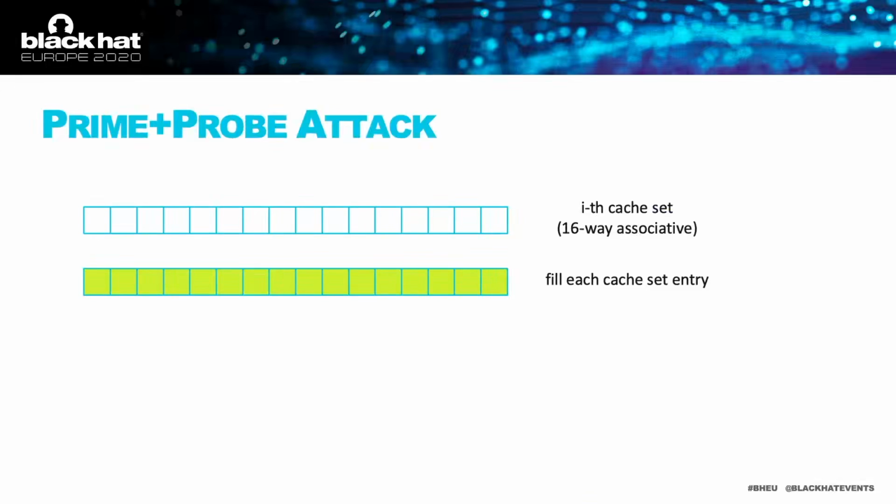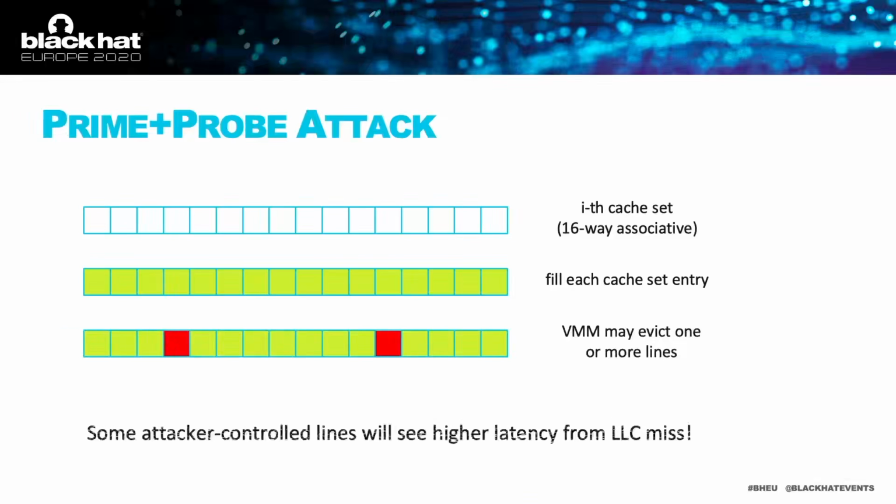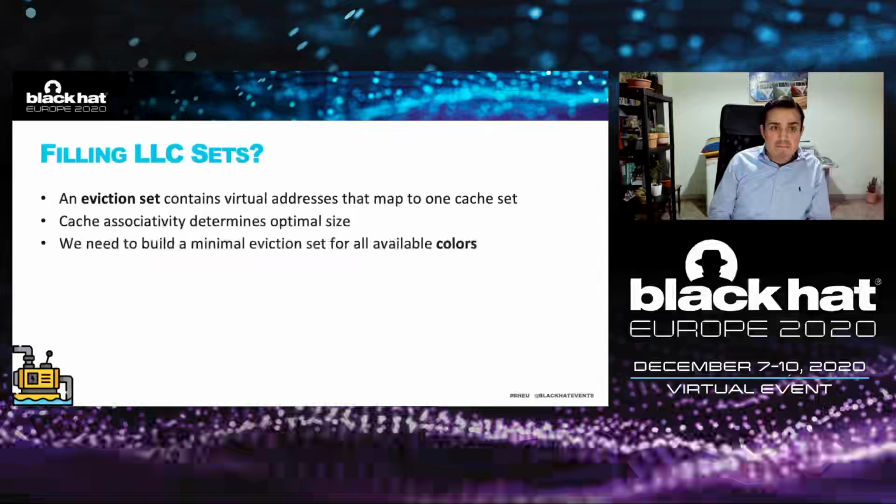So we will be mounting a prime and probe attack. The idea is that we will fill each cache set entry with attacker controlled data. Then we will cause a transition to the VMM, and we will try to see if this transition evicted, polluted one or more lines that we were controlling. Those lines will see a higher latency when we try to access them because they will cause an LLC miss. But how do you find eviction sets for the LLC?